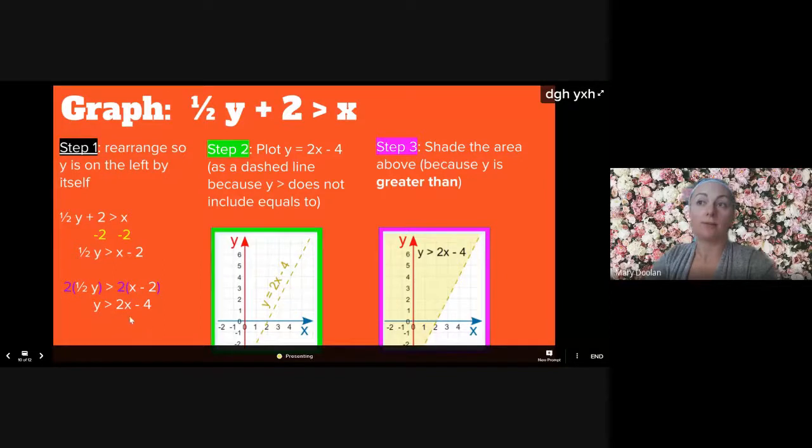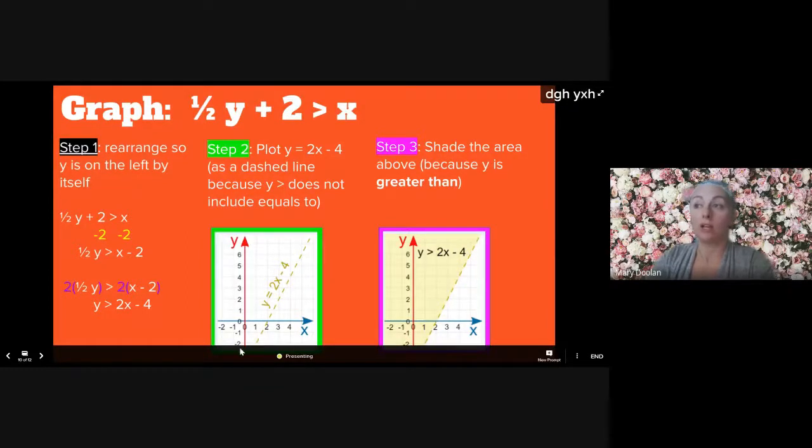So now I have an inequality that I can graph by thinking of it as slope-intercept form, which is what I have here, y equals 2x minus 4. So this is the first time in step 2 where our symbol is going to be telling us to make a dashed line, because it doesn't include the equals to part. It's just greater than, so it doesn't include the line. So I have to make sure that my line is dashed.